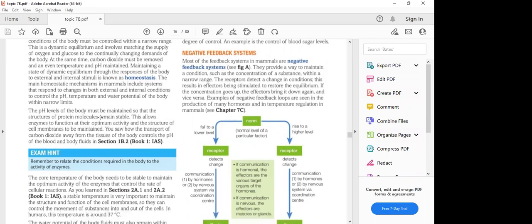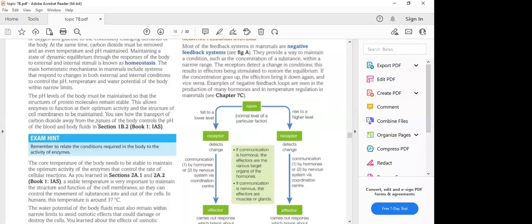The pH level of the body must be maintained so that structural protein molecules allow enzymes to function at their optimum, and the structure of the cell membrane is maintained. You saw how the transport of carbon dioxide away from the tissue or body controls the pH of the blood and the body fluid.